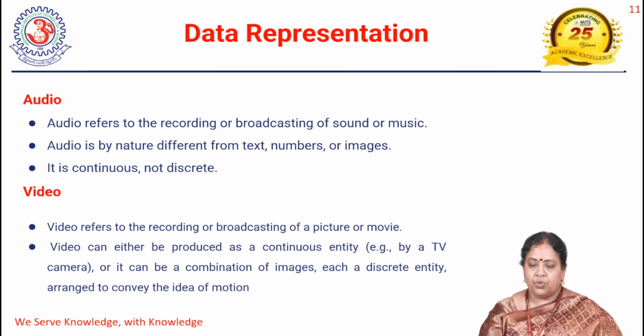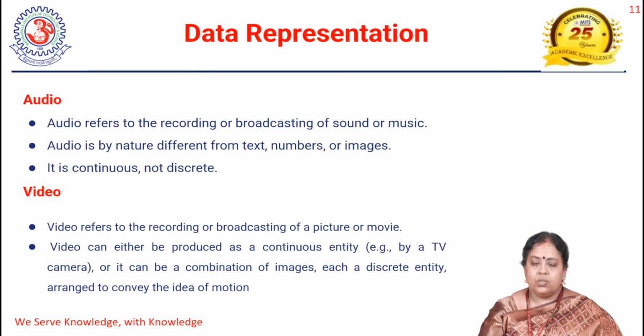Then coming to audio, audio refers to the recording or broadcasting of sound. Audio is by nature different from text, numbers or images. It is continuous and not discrete. In the same manner, video is the broadcasting or recording of pictures or movies. Video can be produced as a continuous entity, or it can be a combination of images, each a discrete entity, arranged to convey the idea of motion.